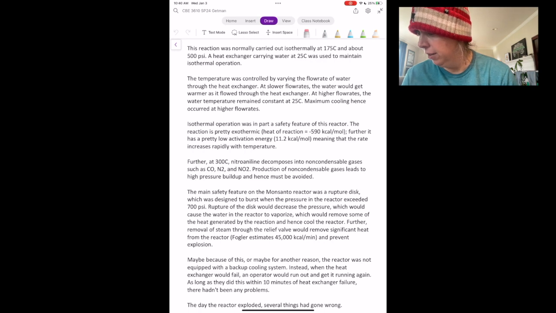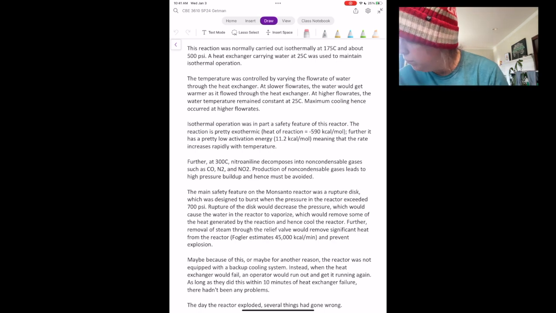The main safety feature on the Monsanto reactor was a rupture disk, which was designed to burst when the pressure in the reactor exceeded 700 psi. Rupture of the disk would decrease the pressure in the reactor, which would cause the water in the reactor to vaporize. This would remove some of the heat generated by the reaction through vaporization of the water. The water absorbs that heat that's being generated and changes phase.